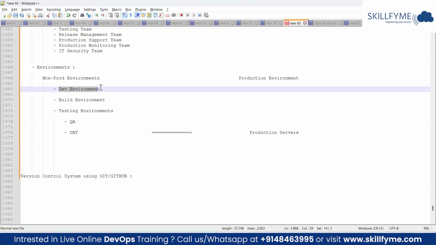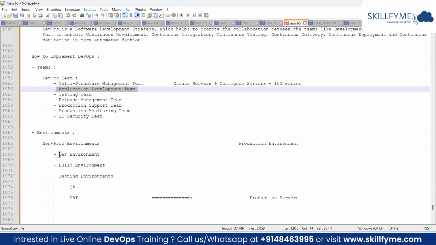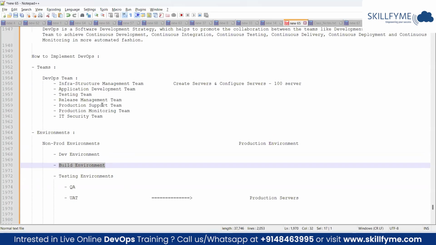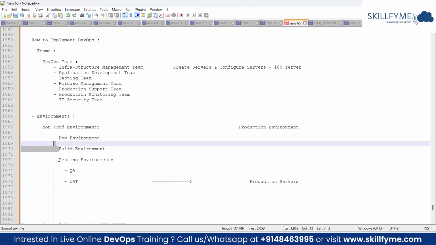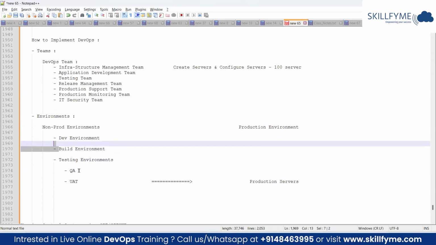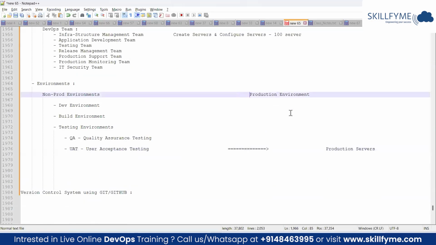The development environment is completely owned by the developers, where they develop the application code and do some unit testing. Once they're ready with the changes, they will do a build. Build is the process of compiling the code and creating the artifacts for further deployments. Once a build is completed, they promote the code from the build environment to the test environment for testing. That is quality assurance, and UAT means user acceptance testing. Once the changes are tested thoroughly, they are promoted to the production servers.